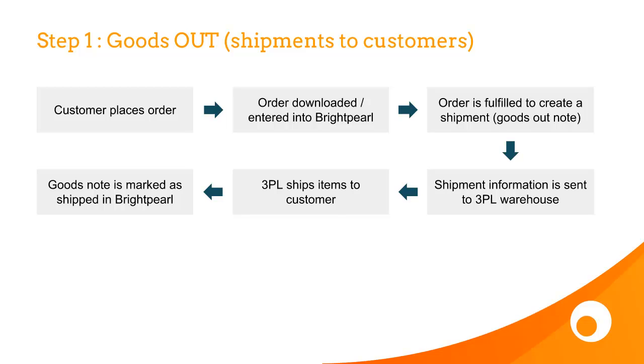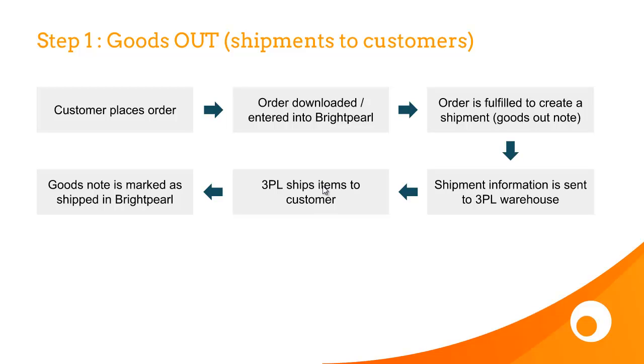Now let's see how 3PL works with Brightpearl. The first step is getting goods to our customers, which is what we call the goods out process. First of all, the customer places an order. That order is then downloaded or typed directly into Brightpearl, and then what you do in Brightpearl is fulfill that order to create a shipment, which is sometimes called a goods out note. And this shipment information is what we transfer across to the 3PL warehouse, and that can be done in a number of different ways. We can either send them a PDF or a CSV file. I'll show you how to do that in a second.